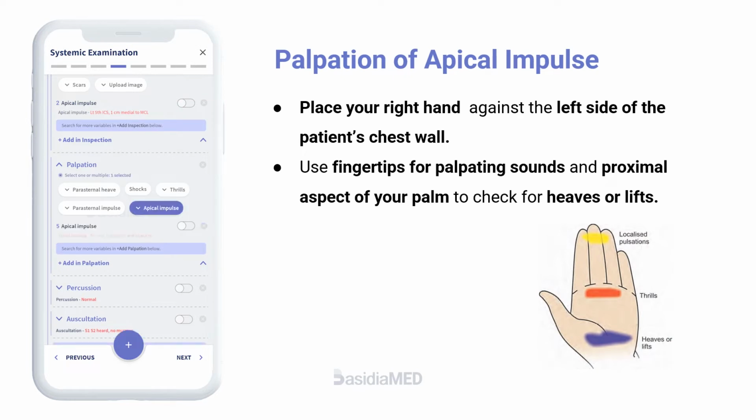Palpation of the apical impulse. To locate the apical impulse, place your right hand against the left side of the patient's chest wall. Using the tip of your finger, assess the apex beat. Use fingertips for palpating sounds and proximal aspect of your palm to check for heaves or lifts.